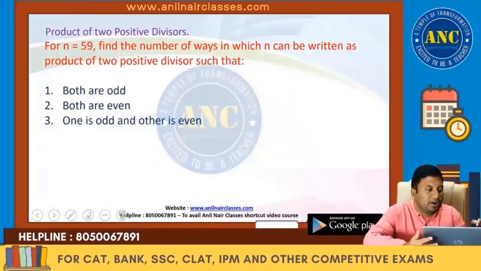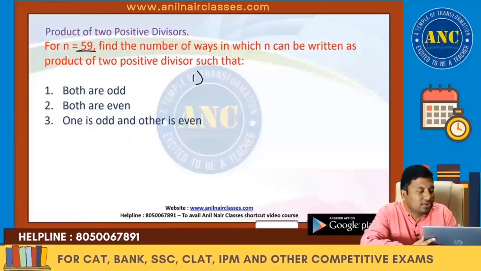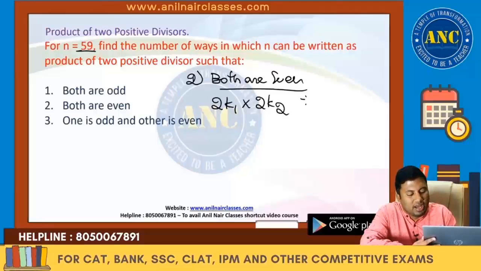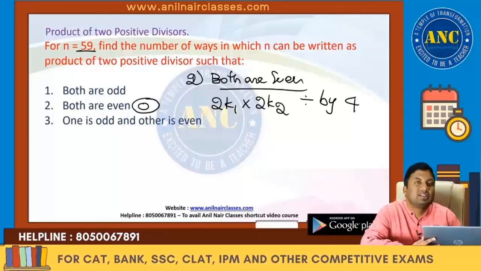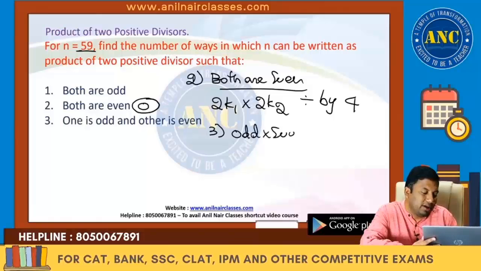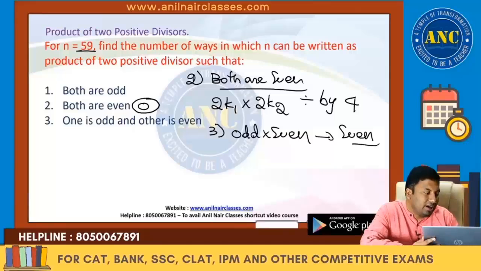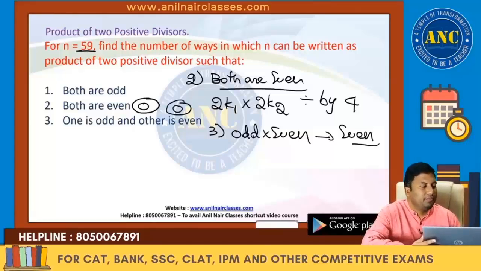Another one, n equivalent to 15, 9. Case 1, both are... okay, case 2 and case 3 we will do. Both are even is nothing but one is 2k1, another is 2k2. That means answer should be divisible by 4. 59 is not divisible by 4. Second option is 0. Third one, it is nothing but an odd into an even number case. Any number multiplied by even number, answer will be an even number. But the question is 15, 9. Third case, answer is nothing but 0.